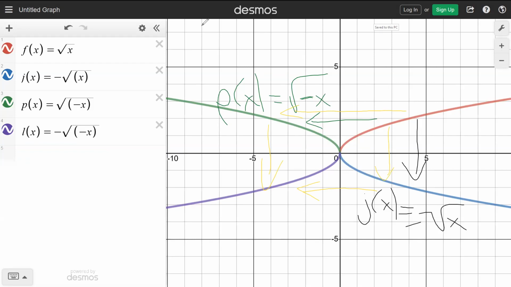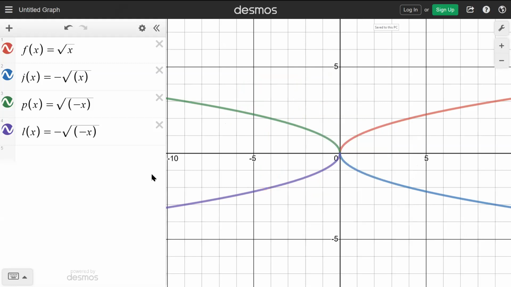So what can we conclude? Well, it looks like those negative signs are causing flips across the different axes. And I use this word a couple of times already to describe what those are. Those are actually called reflections.